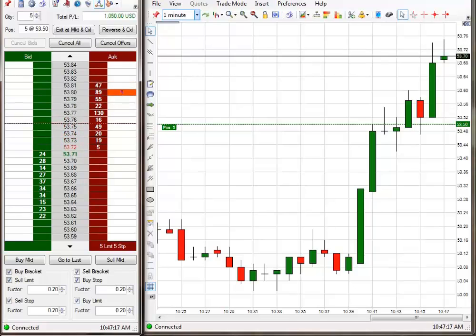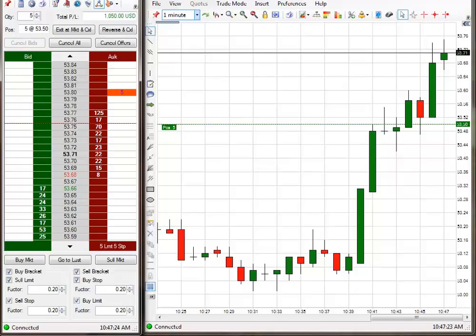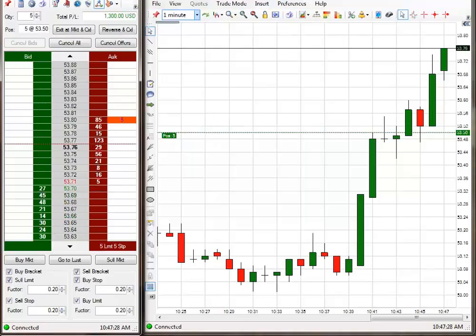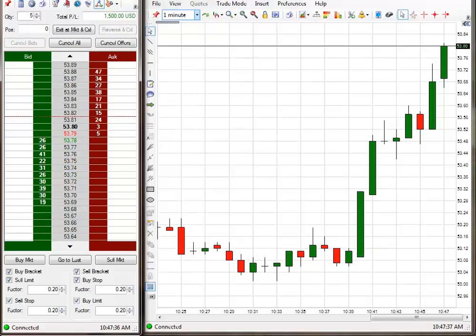Now, I probably could get more out of this. I probably could get even an extra 20 ticks out of it. Perhaps even more, 30 or 40. But I'm just going to keep the math really, really high. Okay, there it goes. Okay, one trade down.